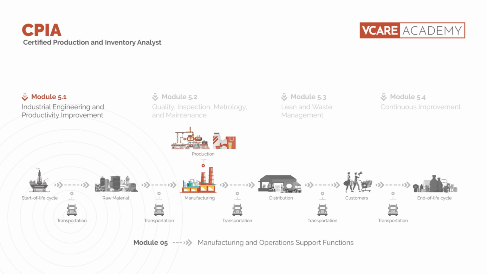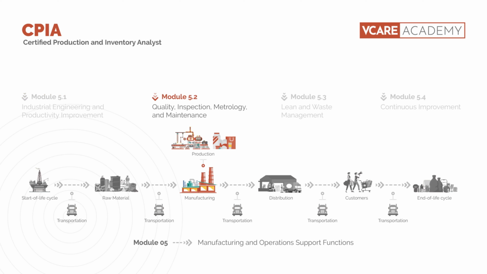Last module, Module 5, is about manufacturing and operations support function. And there we have industrial engineering. These are the people that are designing our products and making them easy for us to manufacture. And of course, we need to be looking at productivity, very important productivity. And of course, quality, inspection, metrology, also very important. We need to be able to make a product right the first time.